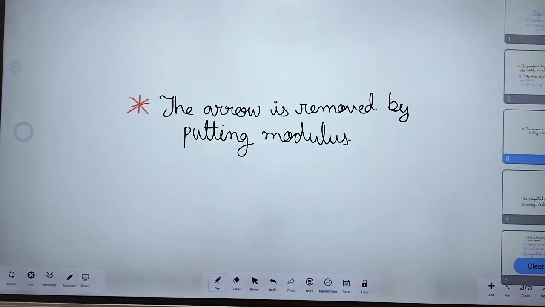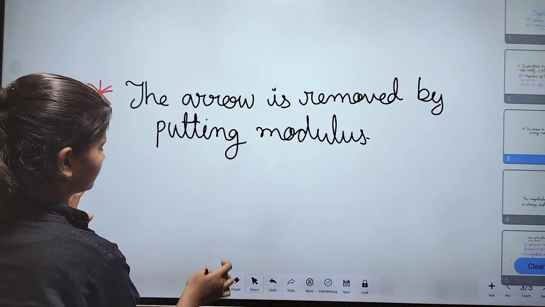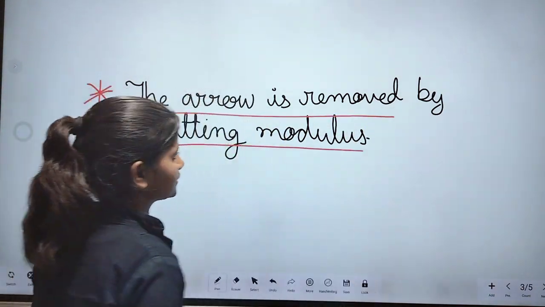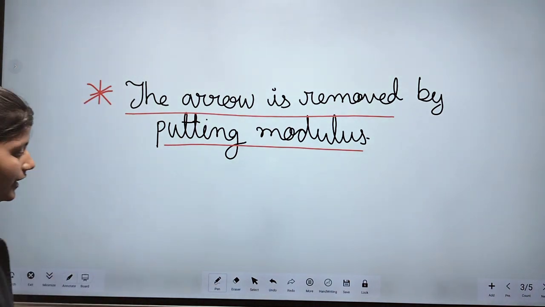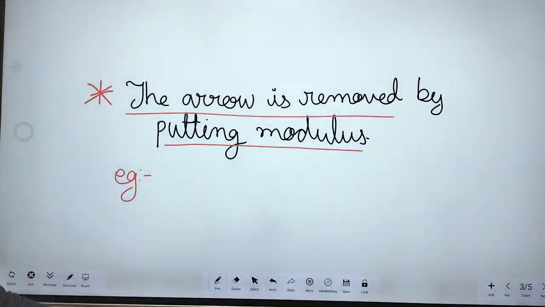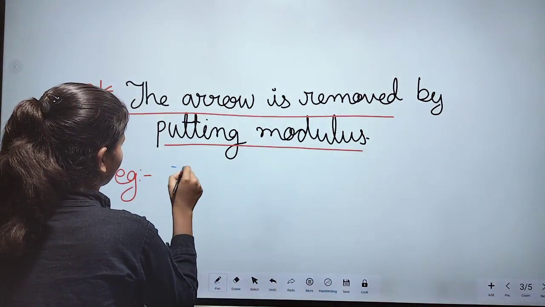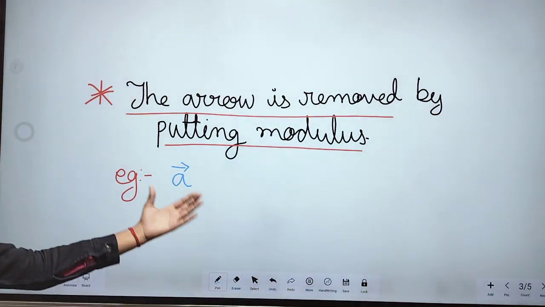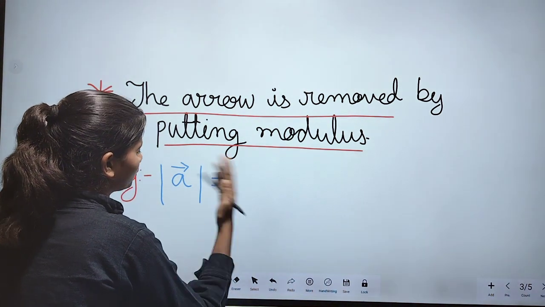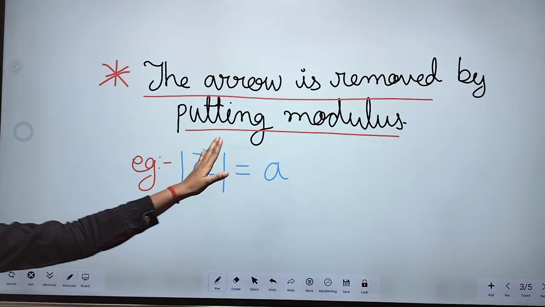And now here is a very important point: the arrow is removed by putting modulus. The arrow is removed by putting modulus. See, suppose that this one is a vector. If we put modulus, then the arrow will be removed.